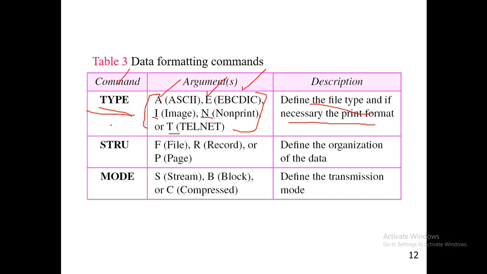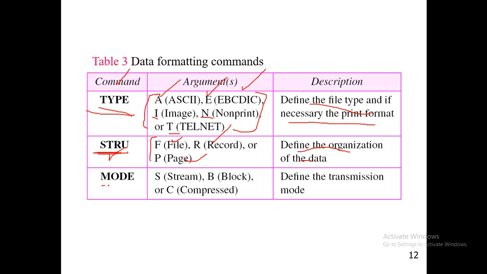The next one is basically organization, or you can say structure. This command is structure, stru. And this will define the organization of the data, that is, in which hierarchical or chronological order you want your data to be stored. So if you want to store in a file, you can do it in a record, or you can do it with a page. These are different structures that you can follow by using these commands.